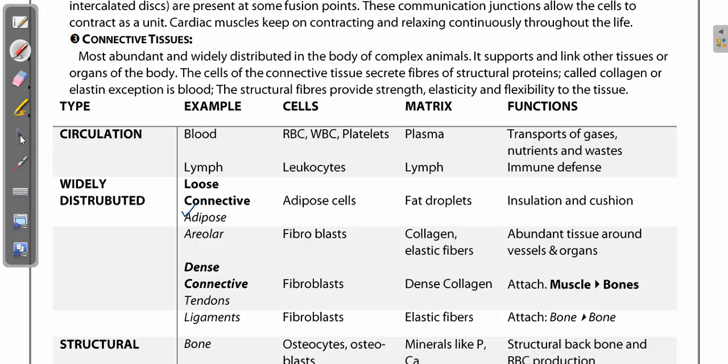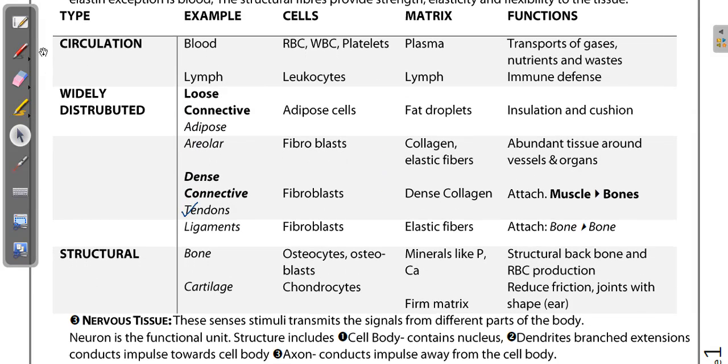The adipose tissue refers to the tissues that have the adipose cells, and they have the fat droplets, and they play a major role in insulation and cushion. The insulation part, you can see the people or the animals which have a lot of adipose cells or adipose tissues, they are able to prevent the cold conditions. Like you can see the polar bear, it will have a lot of insulation. That means they have a lot of adipose tissue.